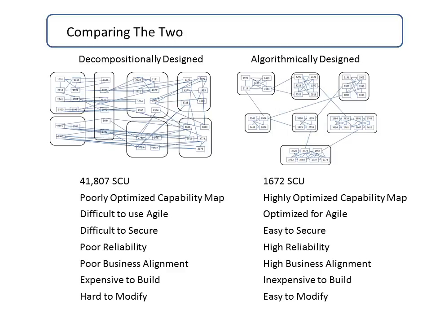The algorithmically designed partition is going to be very optimized. If it's a capability map, it'll be a highly optimized capability map. If it's a service-oriented architecture, it'll be a highly optimized service-oriented architecture. It's going to be easy to apply agile development on this because the dependencies are very minimal. Easy to secure, high reliability, and again, all the other business attributes that we started this unit talking about are going to be much more optimized than they will with a decompositional design approach. So you can see the benefits of using an algorithmic approach rather than a decompositionally designed approach.